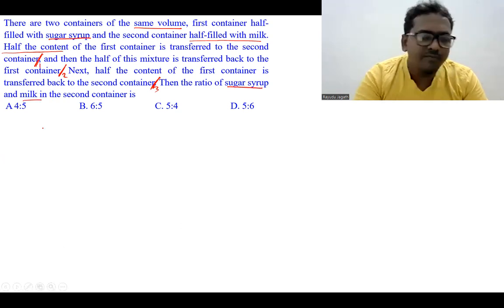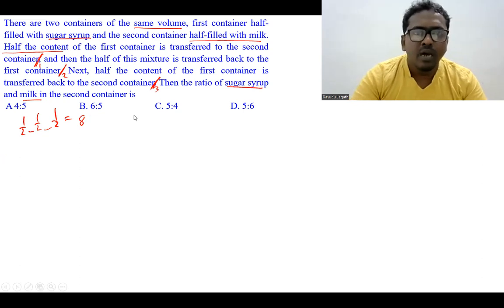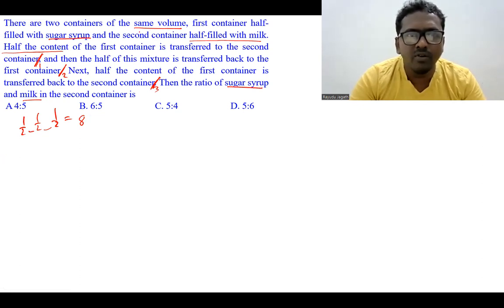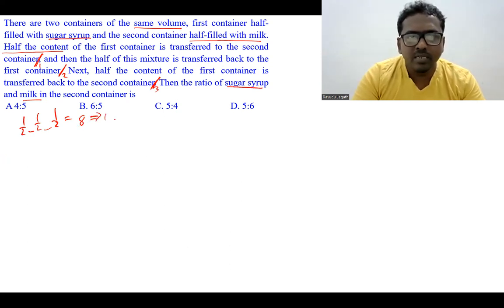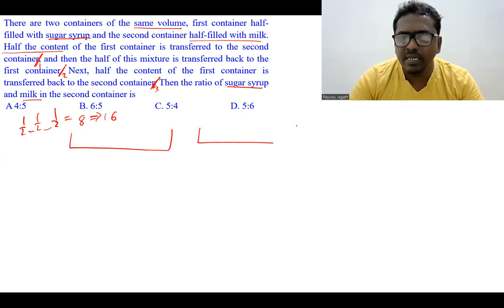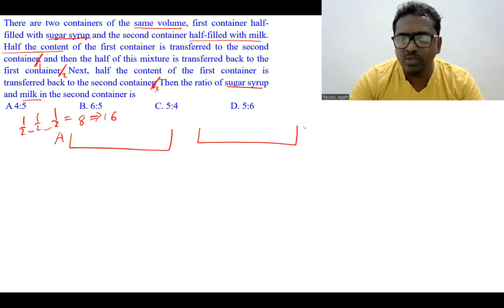Here, if you observe, 3 times halved, so it will be good if you take 1/2 into 1/2 into 1/2, 3 times halved. Therefore, take 2, 4, 8 as content volume. Initially, the first container has equal volume to that of the second container. The first container has sugar syrup and the second container has milk. Therefore, 8 parts. So, for the safe side, I will take 16 parts. This is container 1 and this is container 2. Assume this is container A and this is container B.